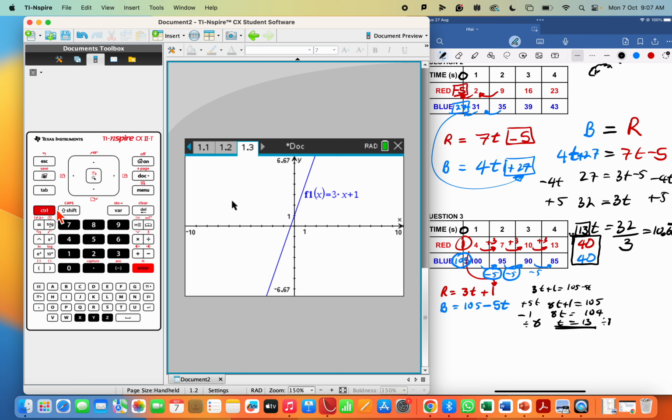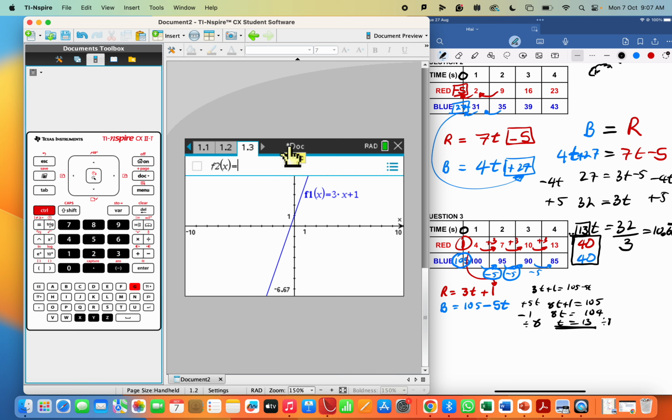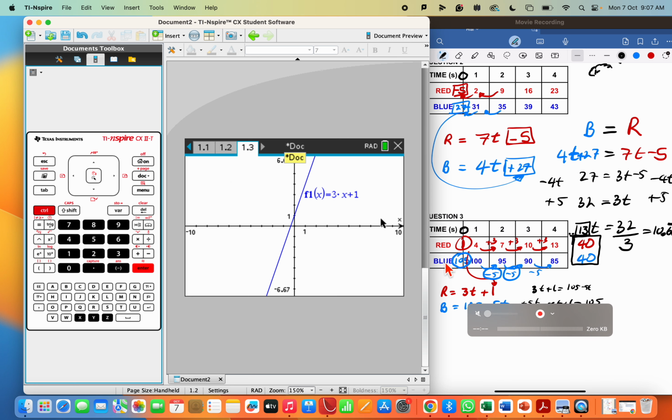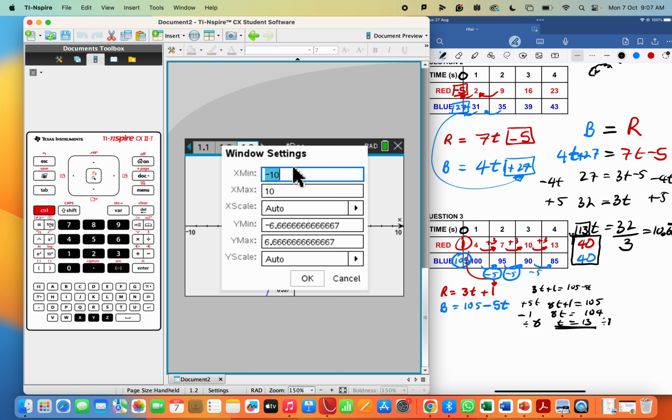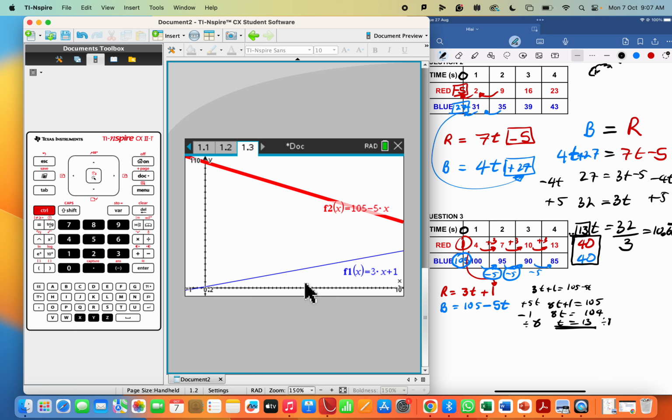So here it is, and then Control G is a shortcut for getting back to plotting another graph. I'm going to type in 105 minus 5x, not t, right? And of course we don't see the next function for the blue here because the numbers are so big. But if we go Menu, Window Zoom, Window Settings, let's choose maybe -1 to 10 for the x. And for the y, I think we've certainly got to go up to 105, right? 110 I'll go for. And there we see it, okay?